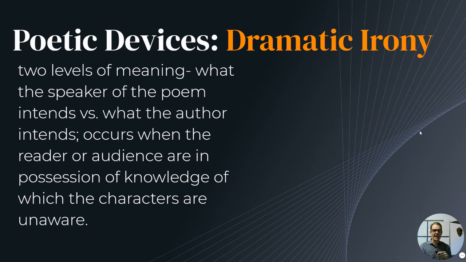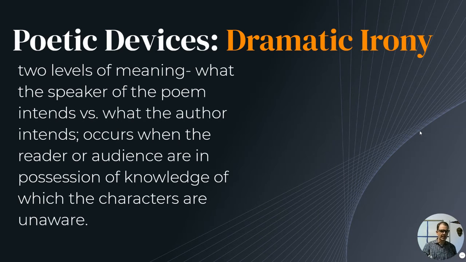And then there's dramatic irony. Now, dramatic irony has two levels of meaning. It's what the speaker of the poem intends versus what the author intends, right? It occurs when the reader or audience are in possession of knowledge of which the characters are not, okay? So we have the speaker, the character within the poem, they mean one thing, but the author of the poem means something else. So we know what's really going down.